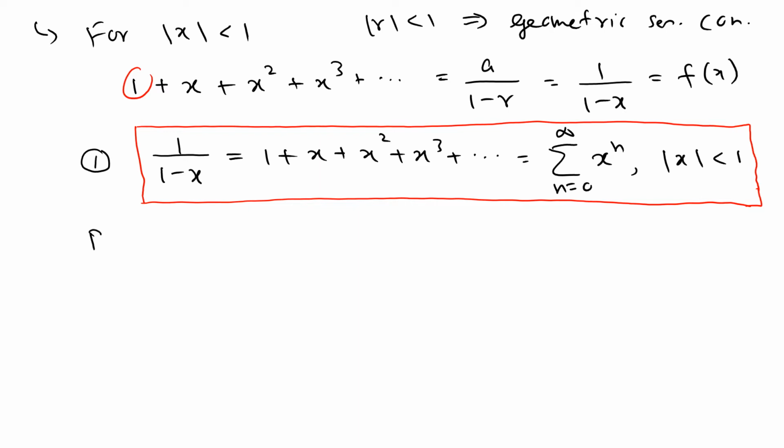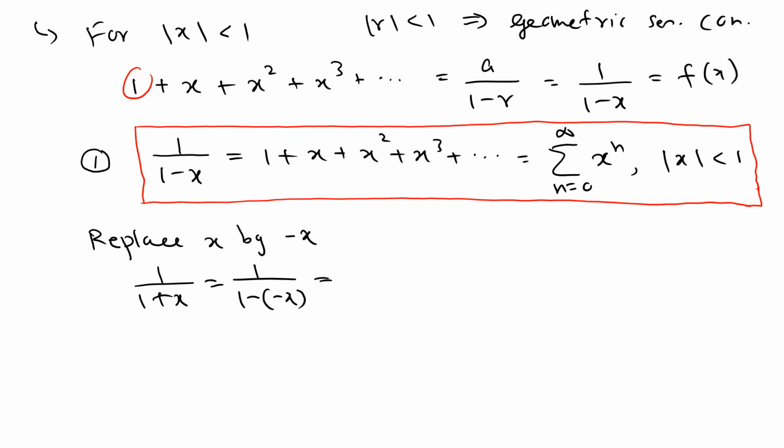Now what we can do is we can replace x by negative x. This is like a composition. So then when you do that, what's going to happen? You're going to get 1 over 1 plus x, which is simply equal to 1 over 1 minus minus. So you replace x by minus x. Wherever you see x, you can put minus x.